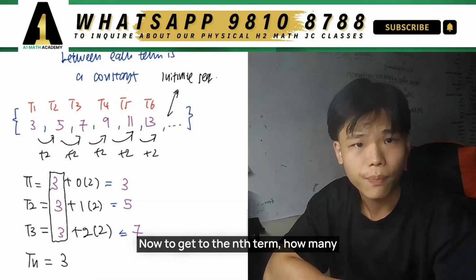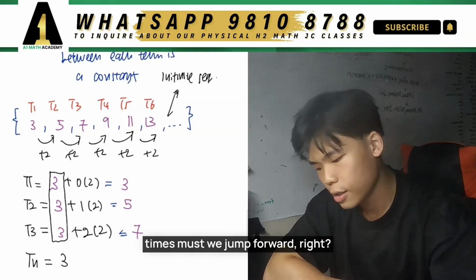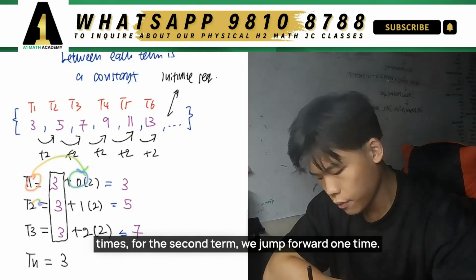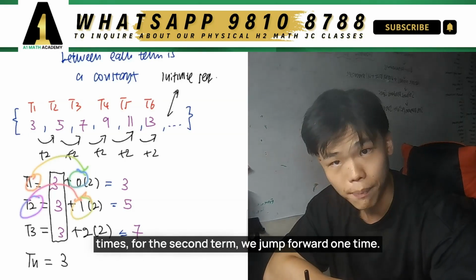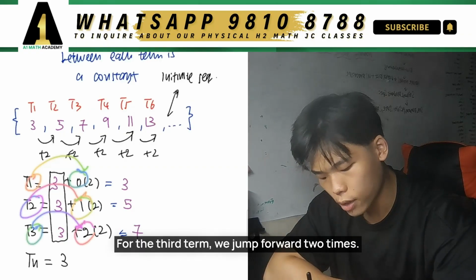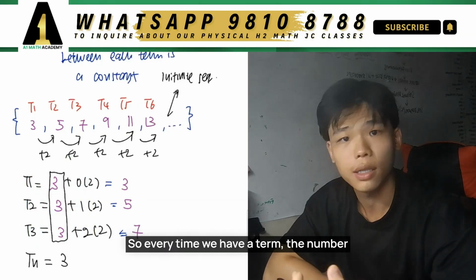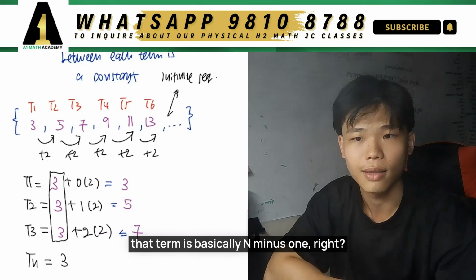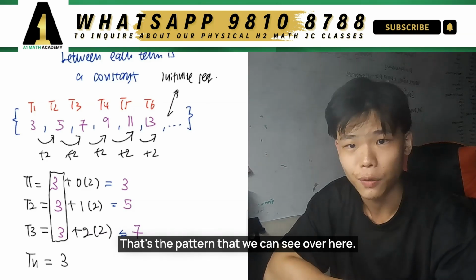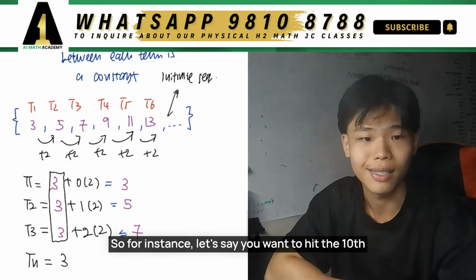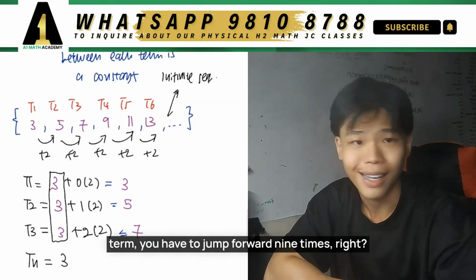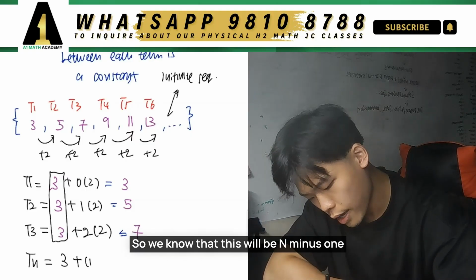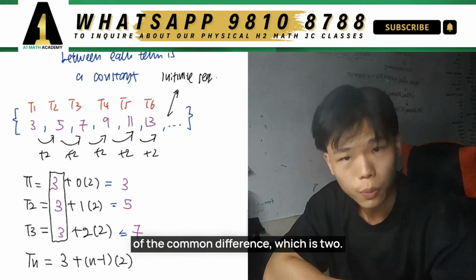Now, to get to the nth term, how many times must we jump forward? You realize that for the first term, we jump forward 0 times. For the second term, we jump forward 1 time. For the third term, we jump forward 2 times. So for every term, the number of times you must jump forward to get to that term is basically n minus 1. That's the pattern you can see here. For instance, if you want to hit the 10th term, you have to jump forward 9 times. So we know that this would be n minus 1 times the common difference, which is 2.